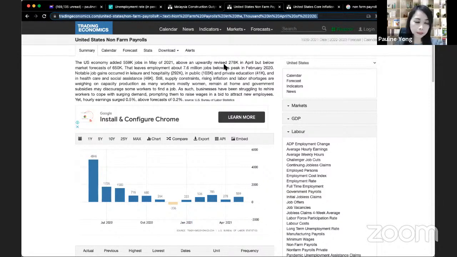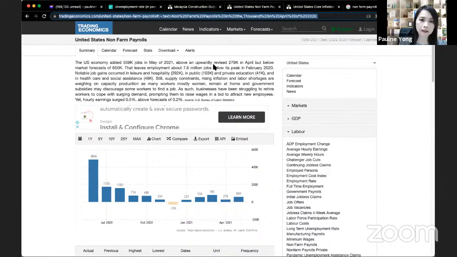And definitely, employment indicates economic activity. If more jobs are added to the economy, it means the firms are hiring and the economy is expanding. Okay, so that is for the US market.